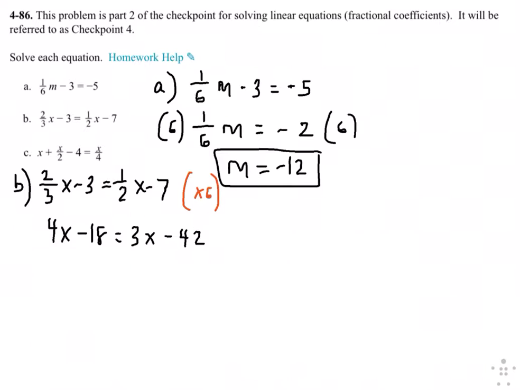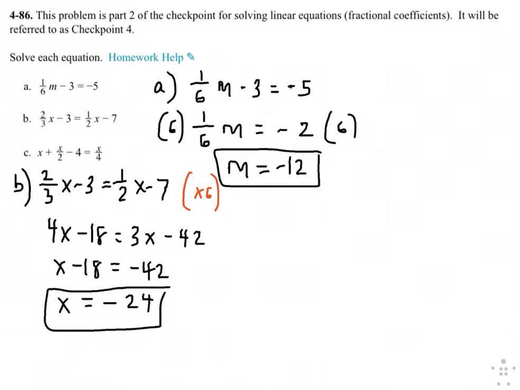So now we can subtract 3x from both sides, right? And I get x minus 18 equals negative 42. I could add 18 to both sides, and I get x equals negative 24. And we're done that one.